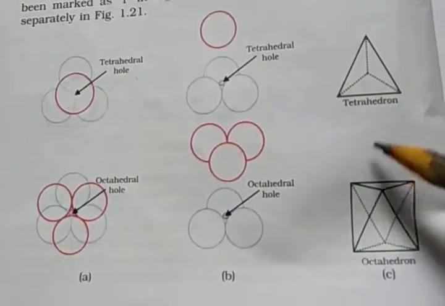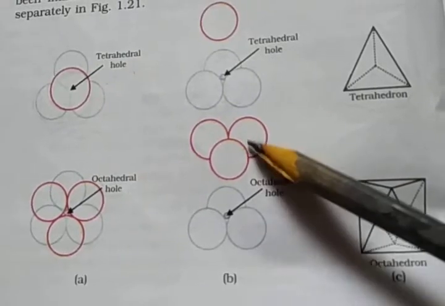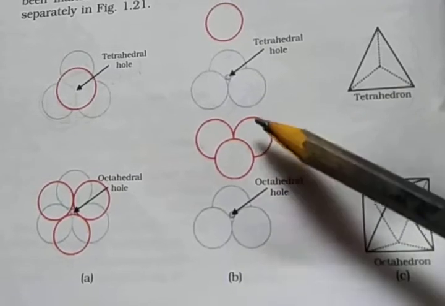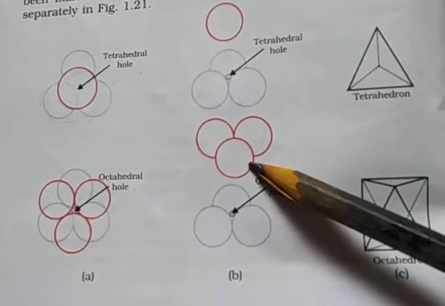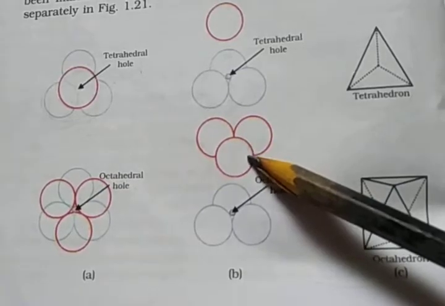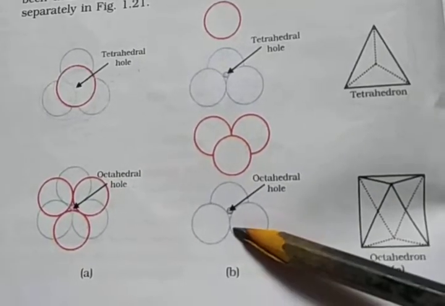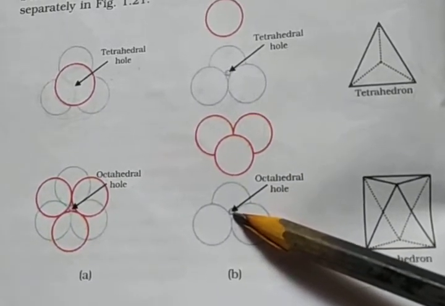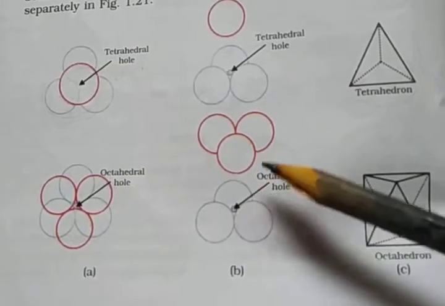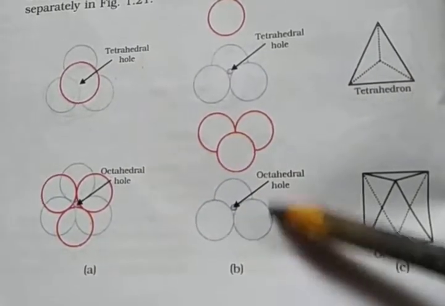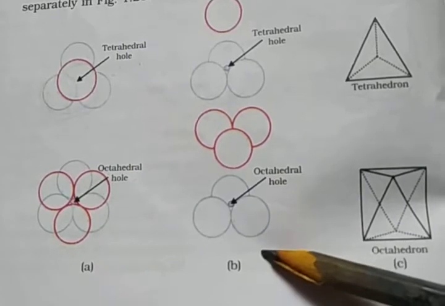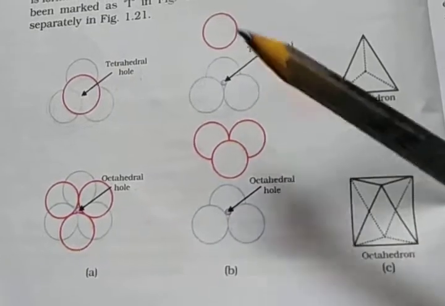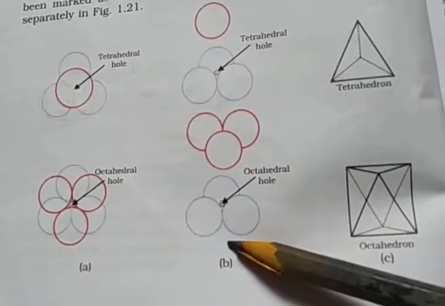Okay, then the triangular voids in the second layer are above the triangular voids in the first layer. So the triangular shapes of these do not overlap. One of them has the apex of the triangle pointing upwards and the other downwards. So these voids have been marked as O. Then such voids are surrounded by 1, 2, 3, 4, 5, 6 spheres, so are called octahedral voids. Okay, clear?